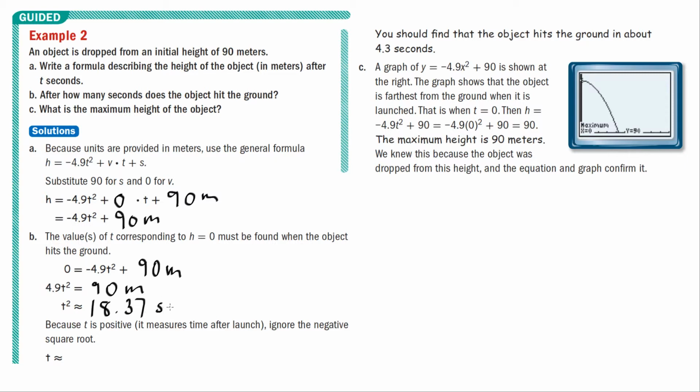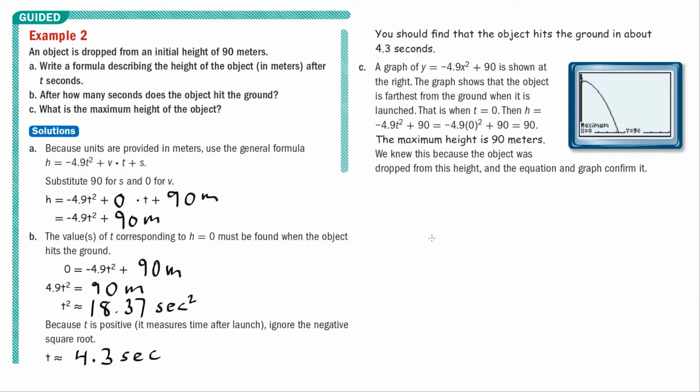T is positive. It measures time after launch, so we are only concerned with the quadrant 1 solutions. We don't have to concern ourselves with the negative square root. We take the square root of 18.37 and we get approximately 4.3, and that's seconds. So this is when h is equal to 0. You should find the object hits the ground in about 4.3 seconds.